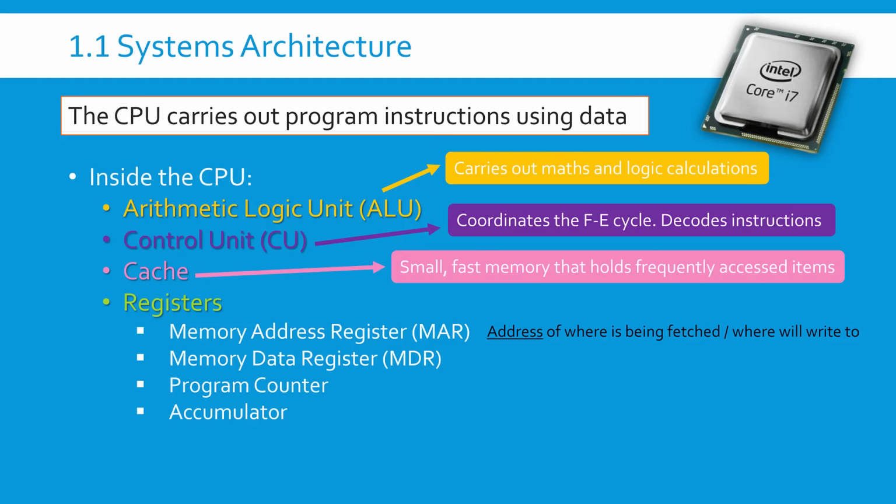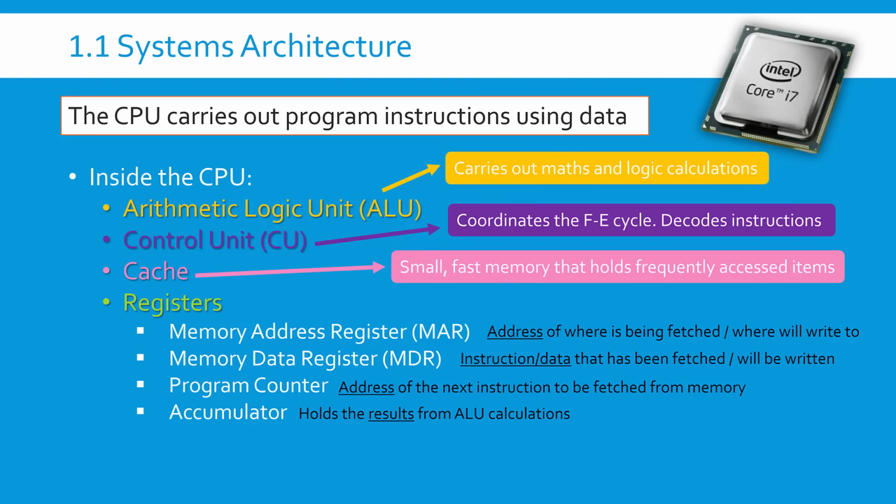It's the address of where you're fetching something from, so where in memory, or if you're about to write it to memory, where you're going to write it to. The MDR is really the counterpart to this because it will store the actual thing the MAR is pointing towards. So either the instruction or data that has just been fetched or will be written to momentarily. The program counter is another address register. This time is the address of the next instruction to be fetched from memory. And finally, the accumulator just holds the results, so data, from ALU calculations.